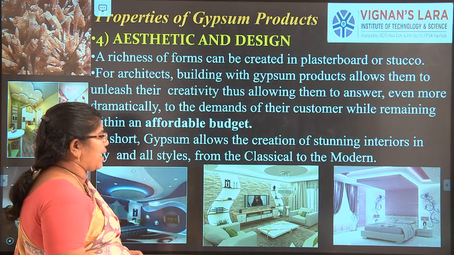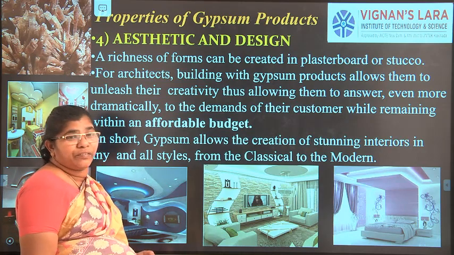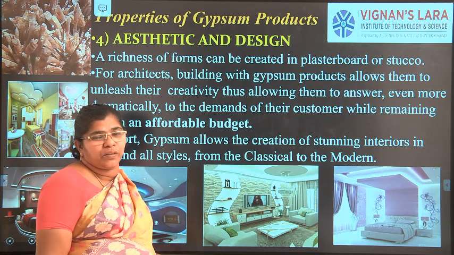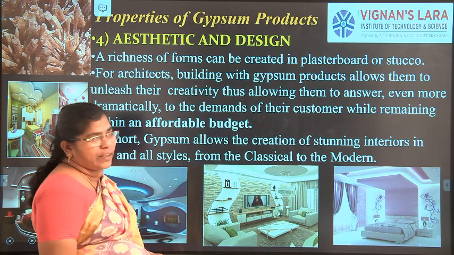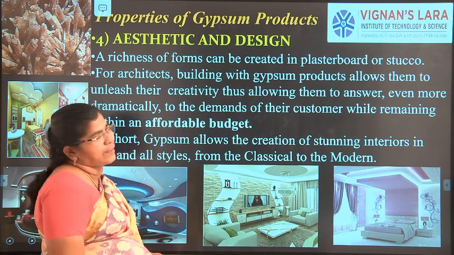The next one is the aesthetic. Aesthetic, all of you know, right? It is the beauty. I told you in the first class itself. Aesthetic is the beauty. So here the plasterboard is stucco. We call the plasterboard itself stucco in some places, and it is used for architectural views.